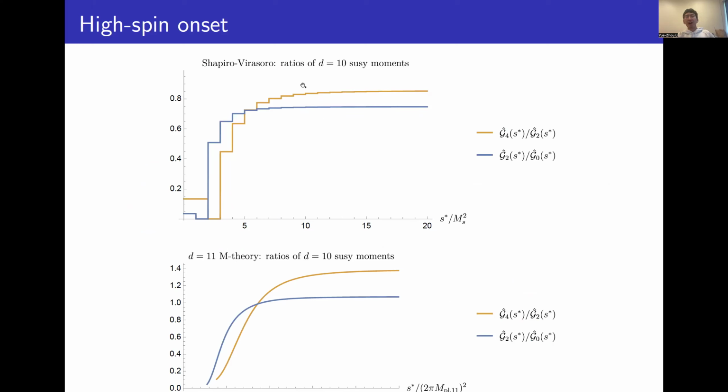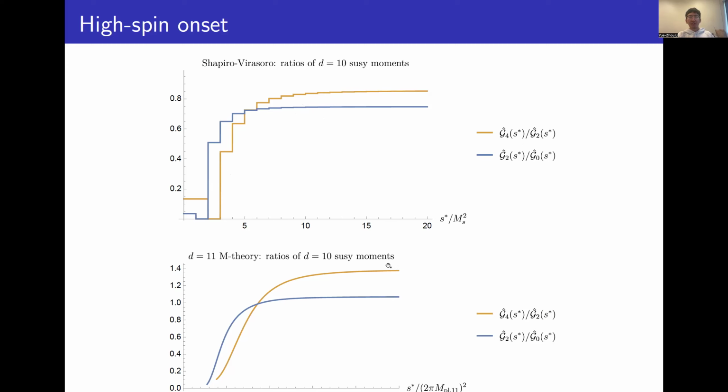Again, for example, we take the superstring amplitudes and compute the ratio of the moments that we define, and look at the ratio, for example, G4 over G2 and G2 over G0. We can look at this curve and find that the ratio becomes order 1 and saturates to be order 1 at some point, basically around the string scale.